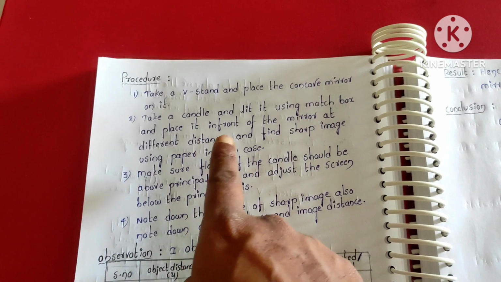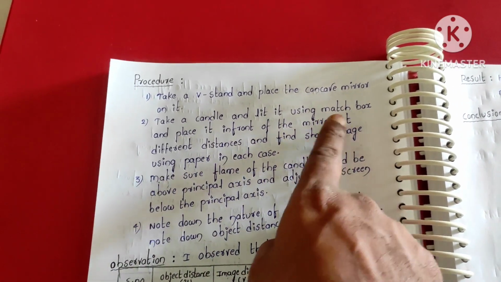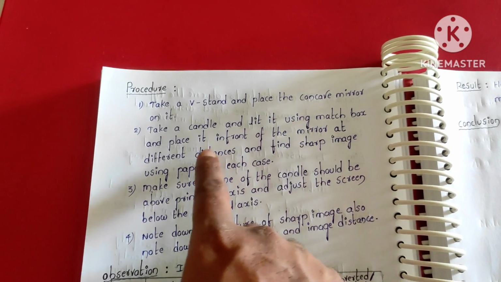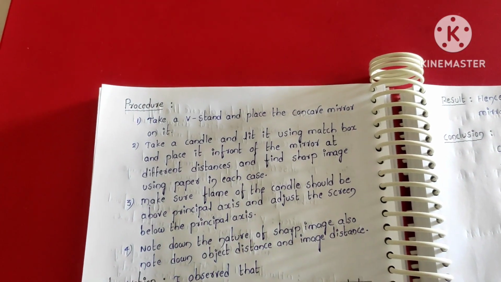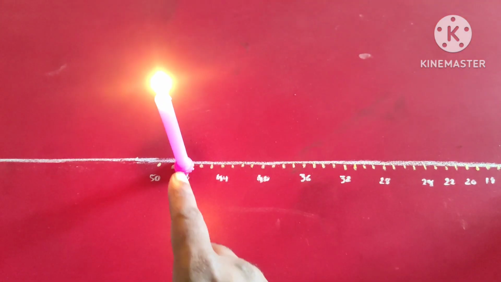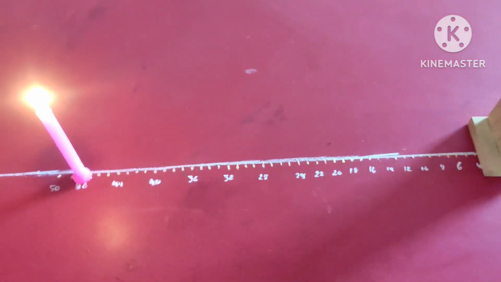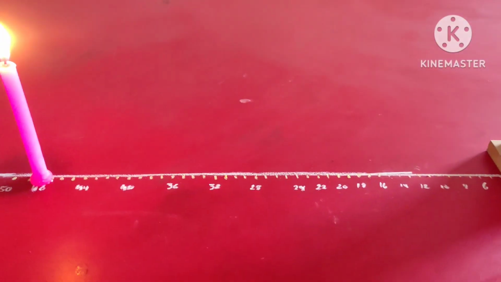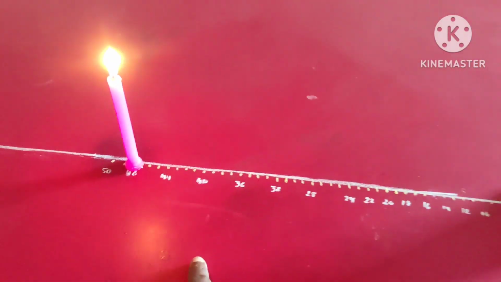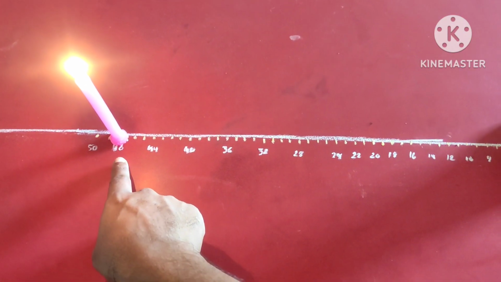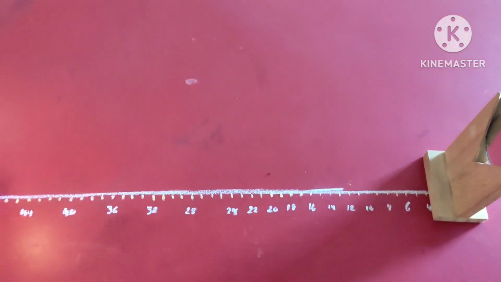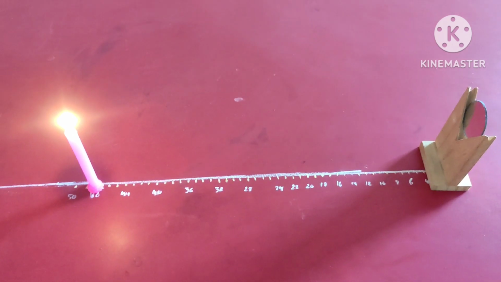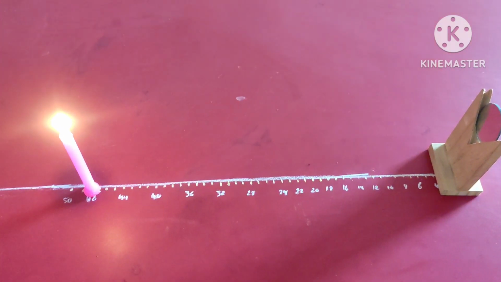After that, you have to take a candle and light it using matchbox and place it in front of the mirror at different distances and find the sharp image using paper in each case. You have to place it in front of this V stand at various distances like this, at 48 centimeter, 40 centimeter, 28 centimeter, 20 centimeter. You have to place it in front of the concave mirror at various distances.